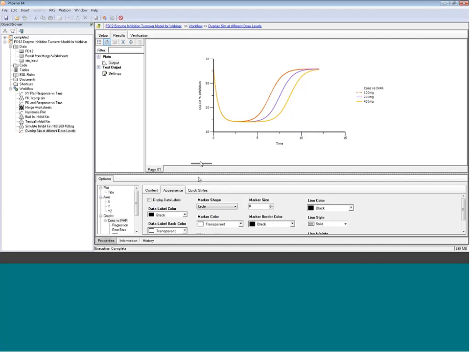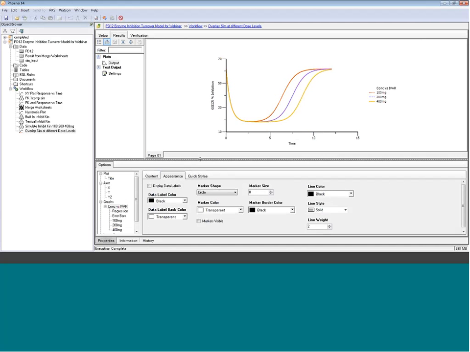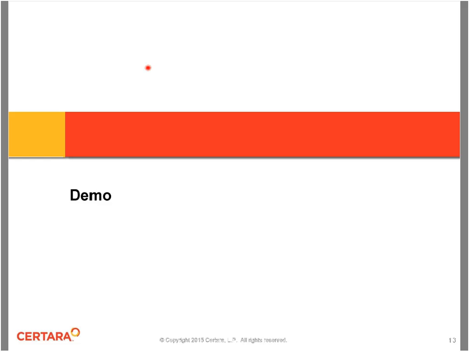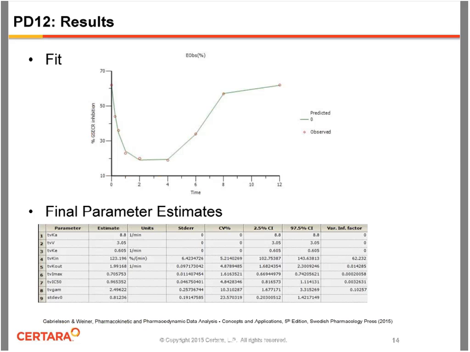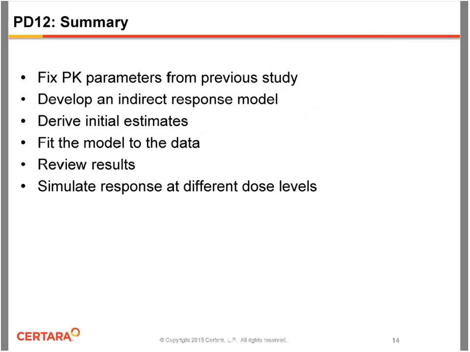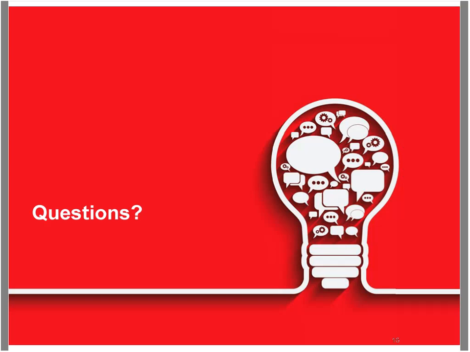Okay. That's the overlay plot, and that concludes the demo portion. I'd like to go ahead and switch back to the slides. Okay. So just to sort of recap what we did, we constructed the mechanistic turnover model, fit the model to the data with fixed PK parameters, and then fitted the PD parameters and got results. And at this point, I'd like to open up for the Q&A session.